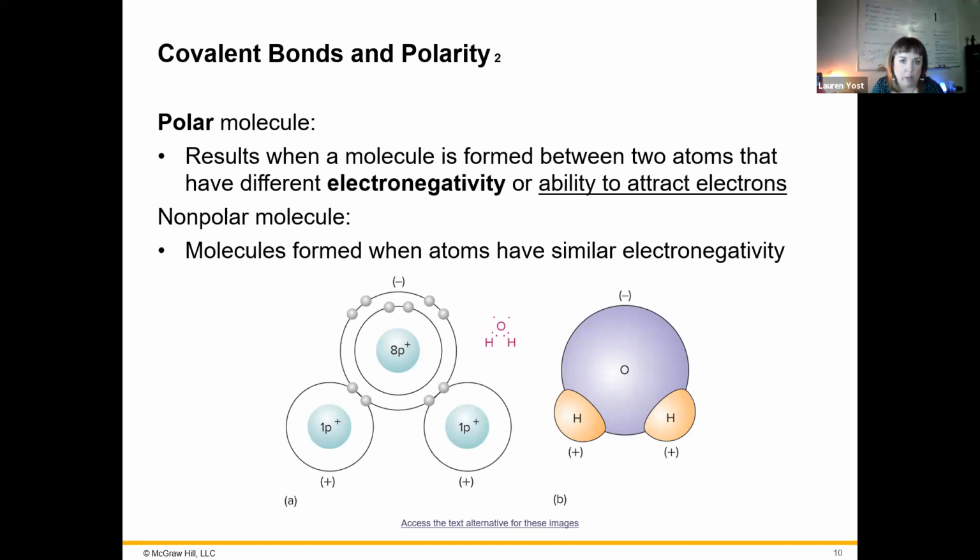So if we're talking about a covalent bond between oxygen and hydrogen in a water molecule, which is what this picture is showing us here in this slide, oxygen is going to be more electronegative than hydrogen and is going to essentially hog or attract the electrons more than the hydrogen will. So that is going to form a polar molecule due to that effect.